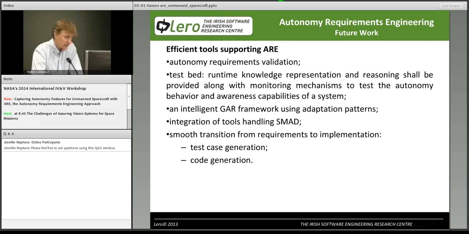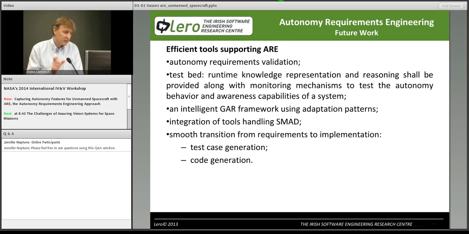Our future work is mainly concerned with new efficient tools supporting the autonomy requirements engineering. One of the first problems we need to deal with is the autonomy requirements validation, definitely. As I mentioned, although we have something like a testbed, it's just something that we built from scratch. So we need to work on that to come up with a real testbed where we can test the autonomy requirements.